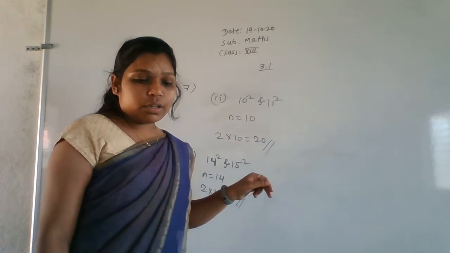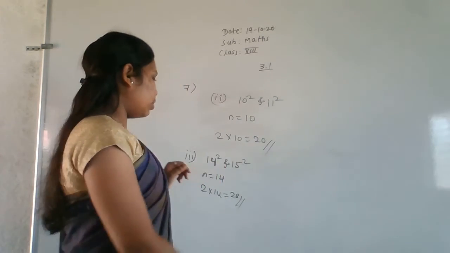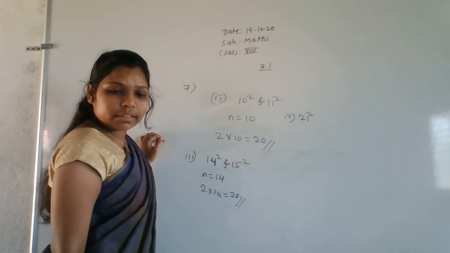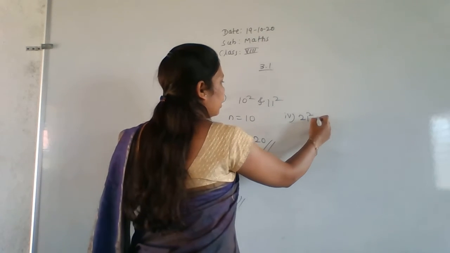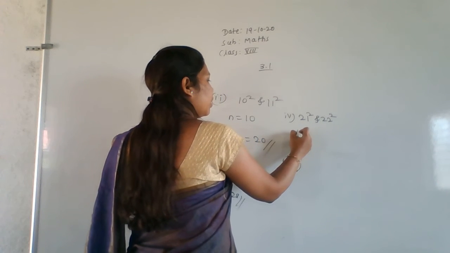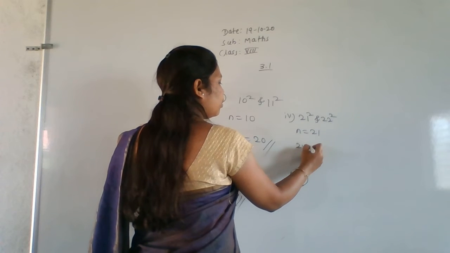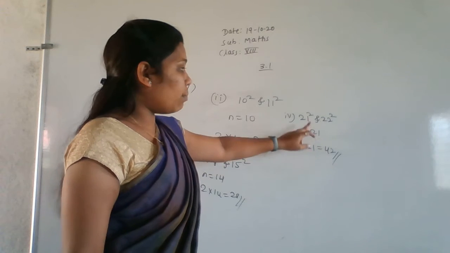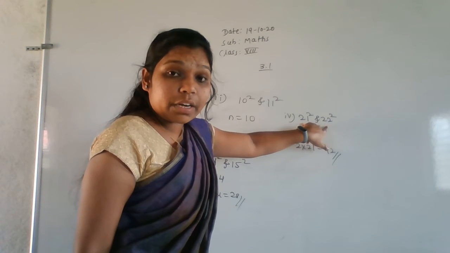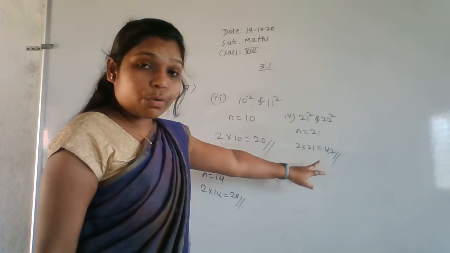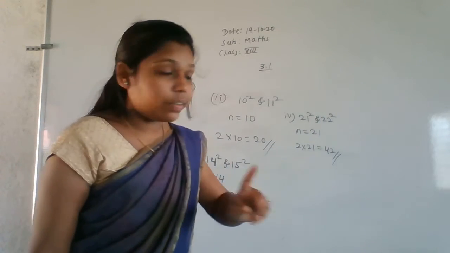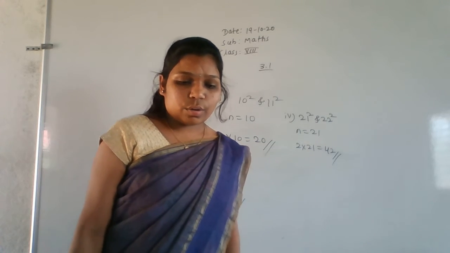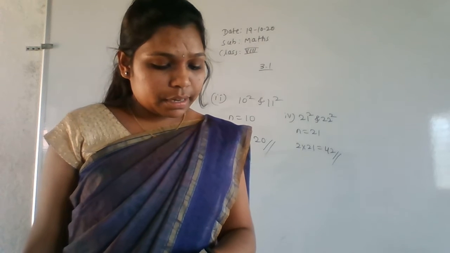Okay, fine. Next, the last one, the fourth one, 21 square and 22 square. Here n is equal to 21. So 2 into 21 is 42. There are 42 non-square numbers that lie between 21 square and 22 square. Getting right? Okay, fine. So 7th main also finished.